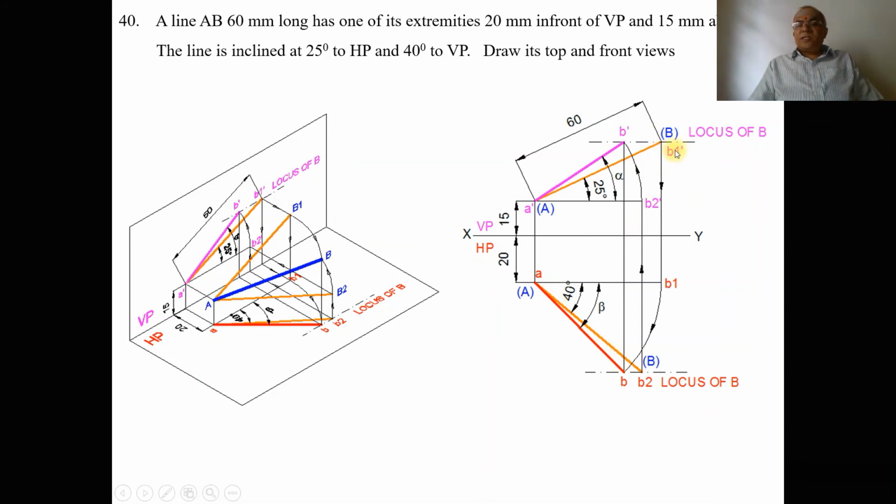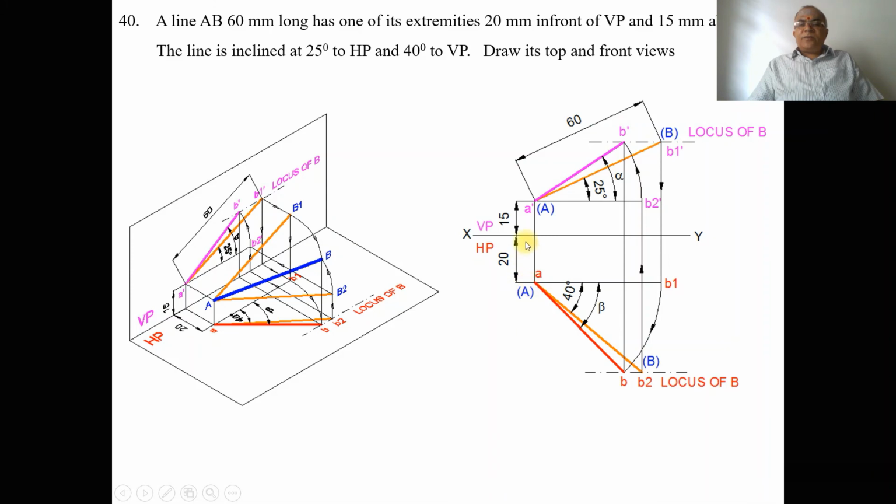Once you get B1 dash in the front view, you draw a dash dot line so that you get the locus of B. Similarly, once you get B2, you know the locus of B in the top view. Our main intention is to find out the loci in both the front view and the top view. So we know that this is the true length in the vertical plane. Obviously, that should be parallel to the XY line in the top view. So A dash B1 dash is there, but we don't have the top view of AB1.